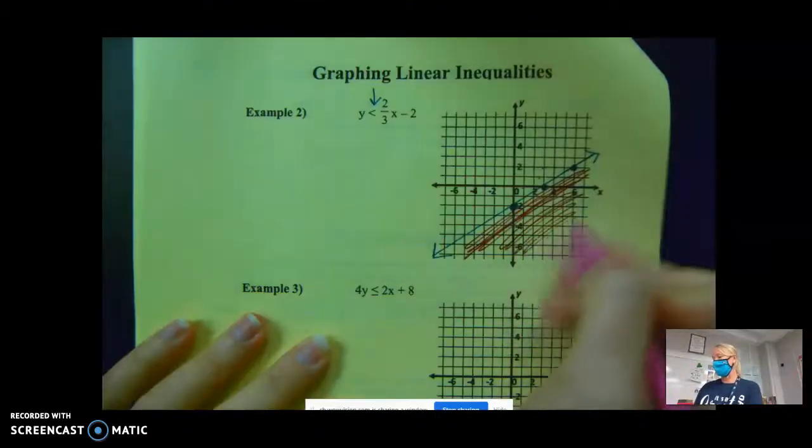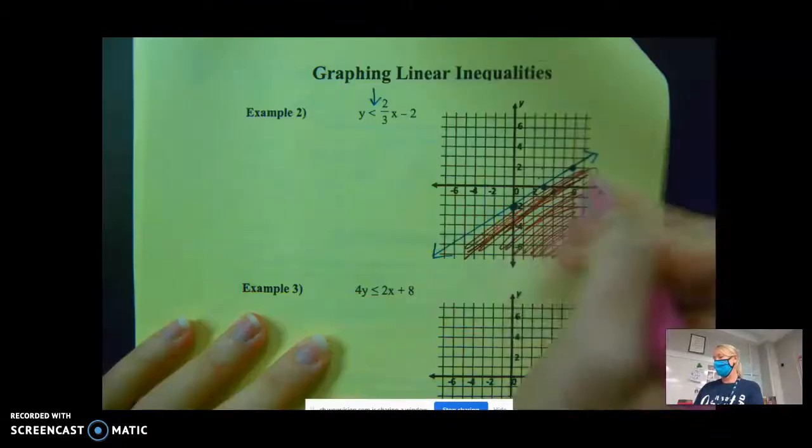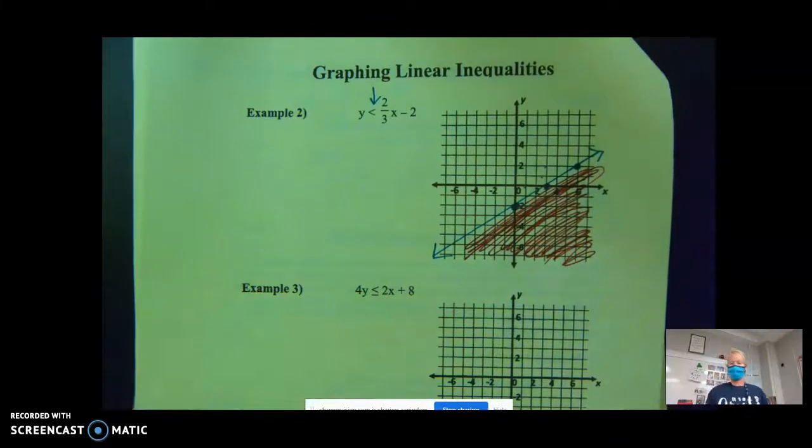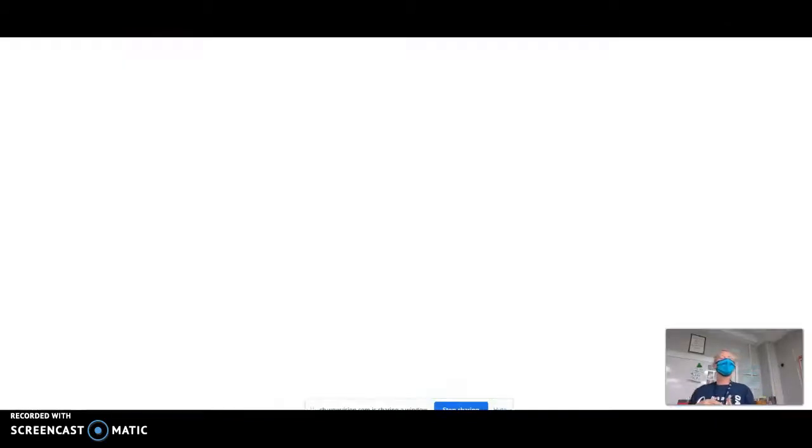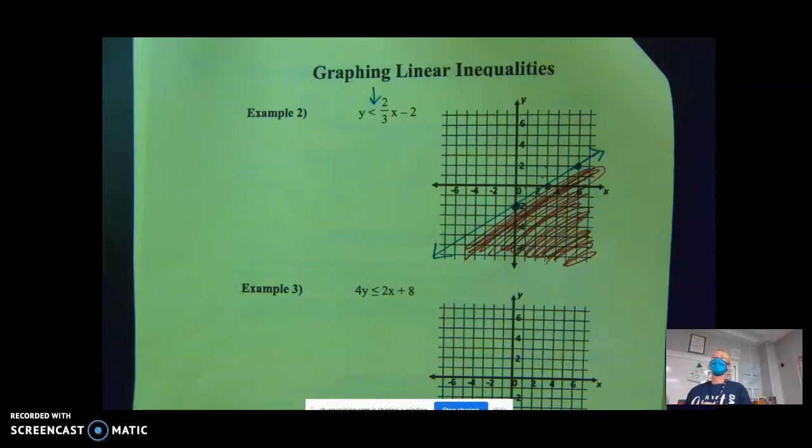And this is where your colored pencil comes in handy, guys. Take your colored pencil and you're going to shade with your colored pencil. And that is graphing a linear inequality. That's all you're doing. So the only added thing is that we are now shading along with the line. Okay?